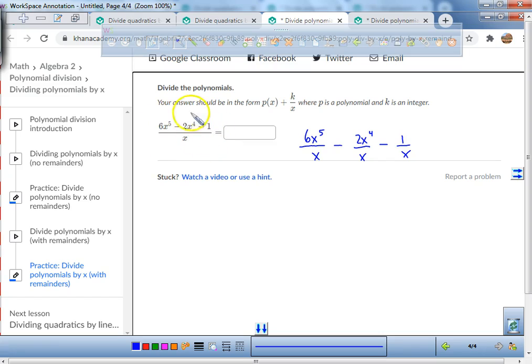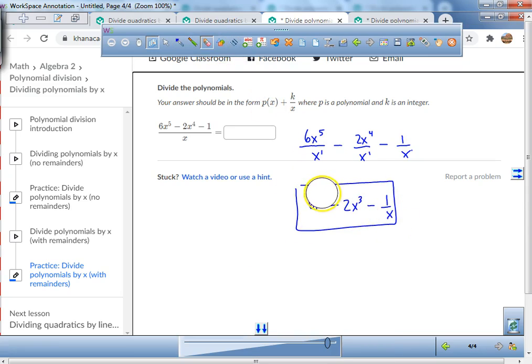So what I'm doing right here, I'm showing you how to take this expression and break it down so you can do it one by one. So just remember, this is x to the power of what? X to the power of 1. All right. So 5 minus 1 is 4, so that leaves me with 6x to the power of 4, minus, 4 minus 1 is 3, so minus 2x cubed. And then I'm just what? Minus 1 over x, and that's going to be my final answer.